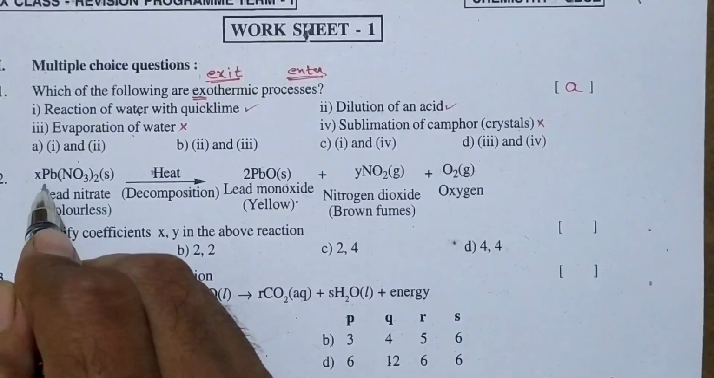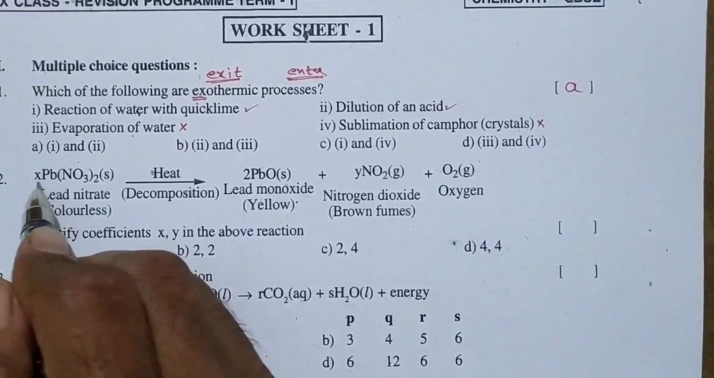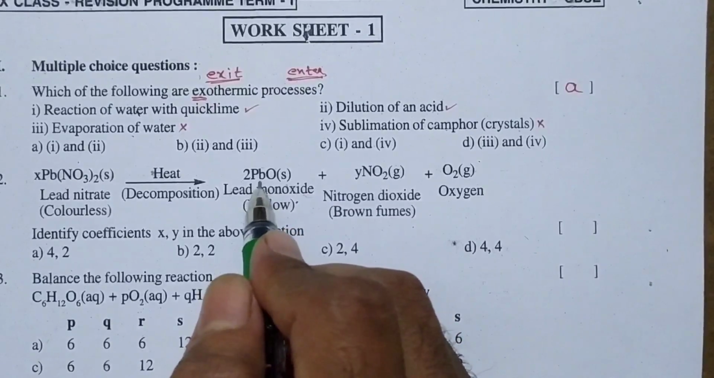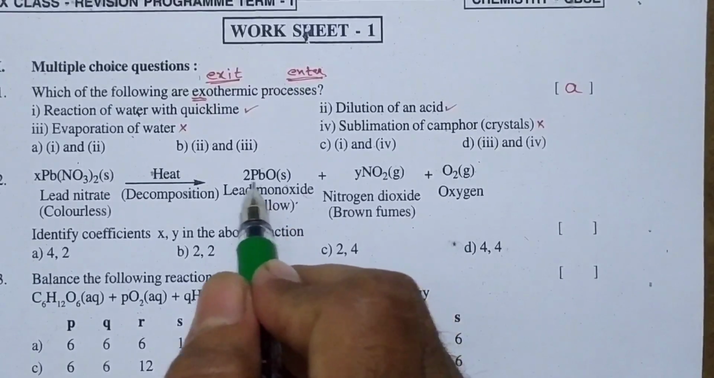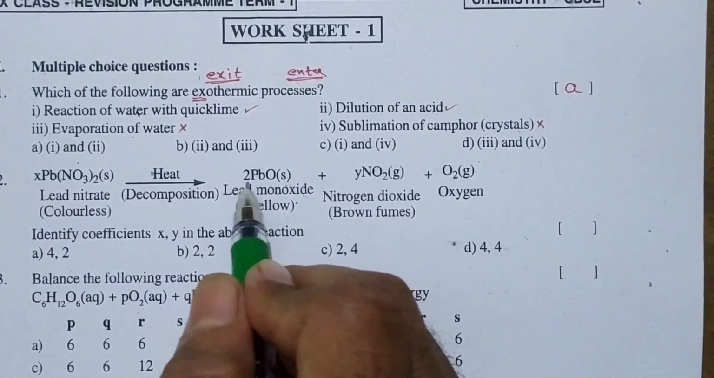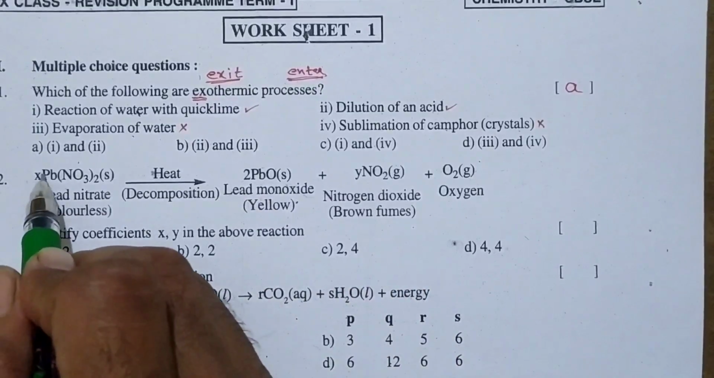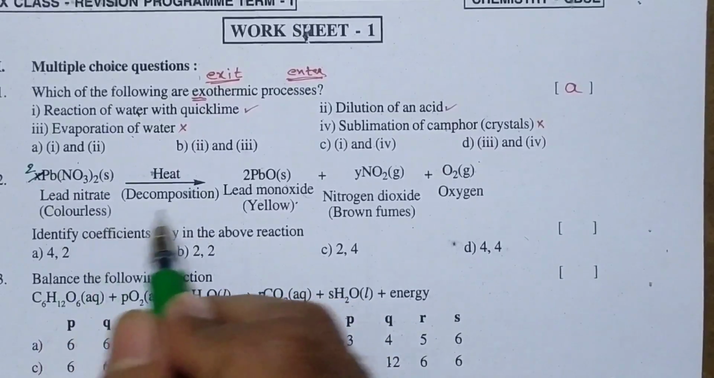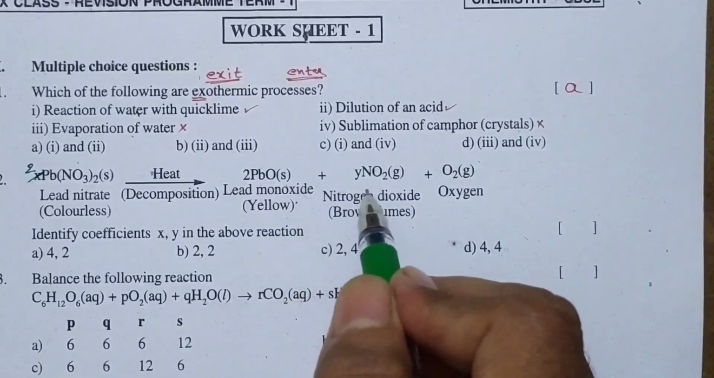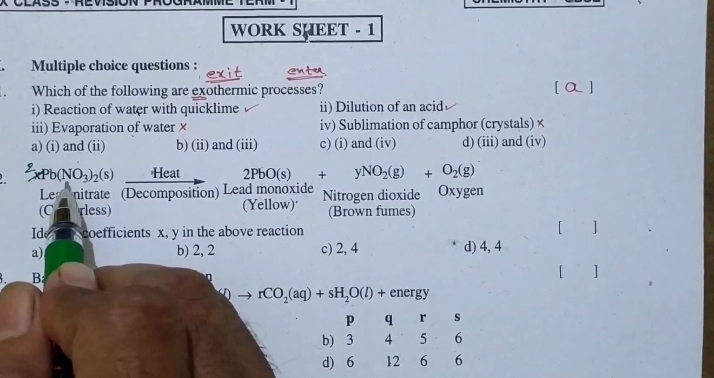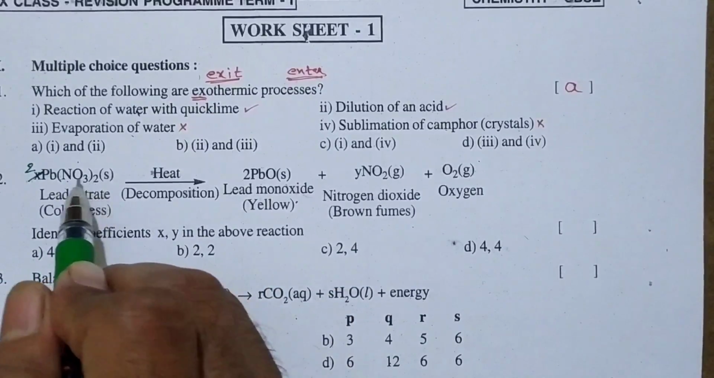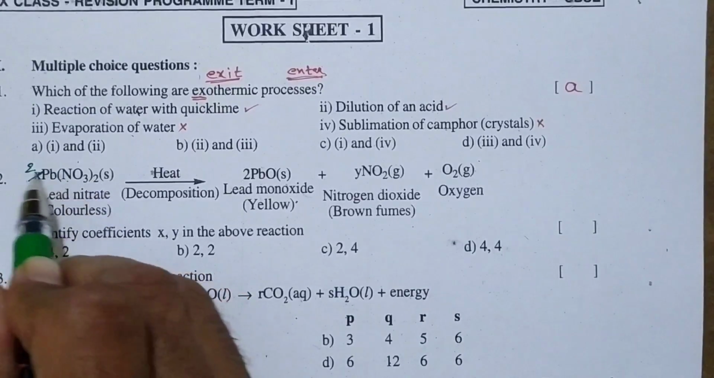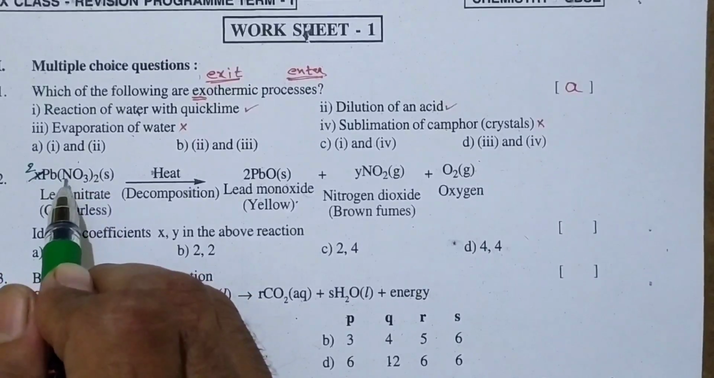Let us check each atom. Here lead x times, here lead 2 times. According to the law of conservation of mass, the atoms are to be balanced. Here 2 times lead is there, here only x times, so definitely x will become 2. Now let us count other atoms. Here N is there, and N here 2 times, again starting 2. So these 2 should be multiplied to get the nitrogen atoms.